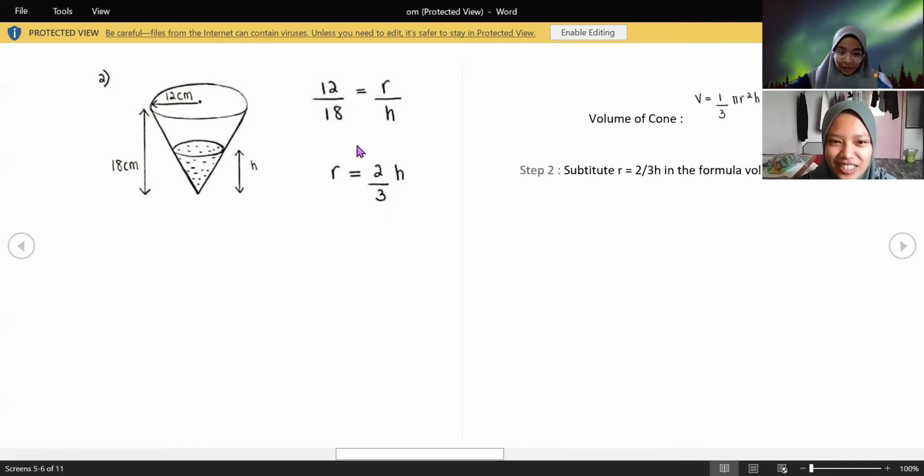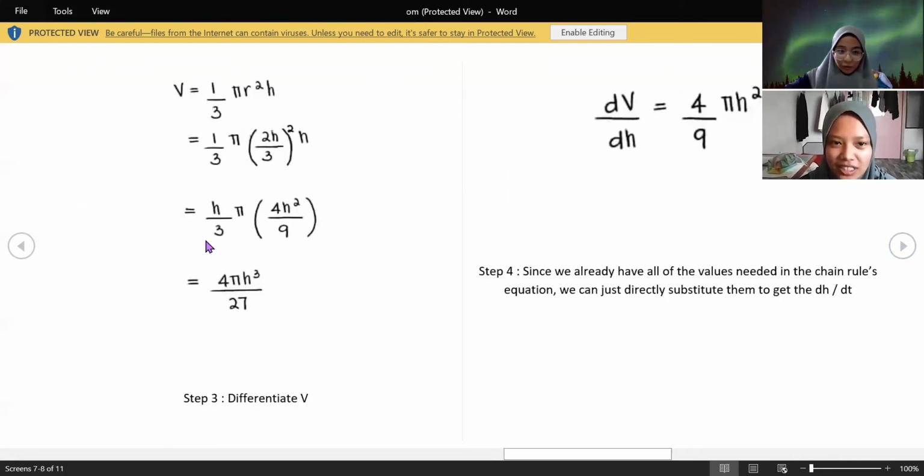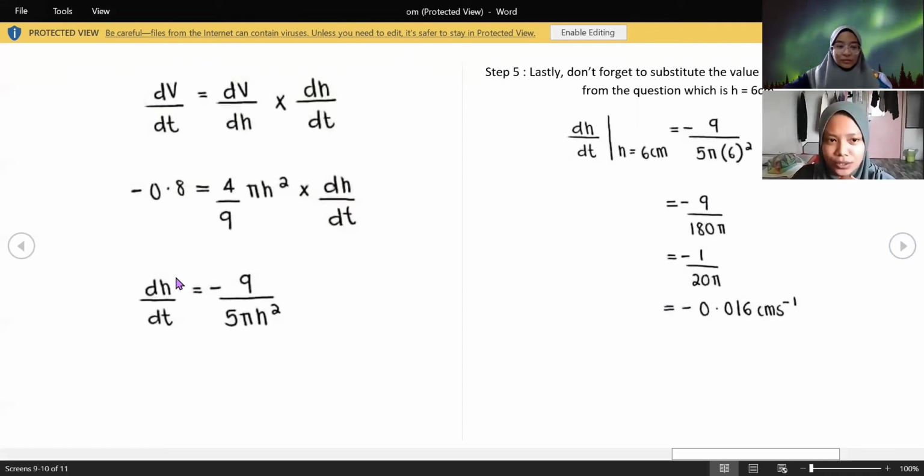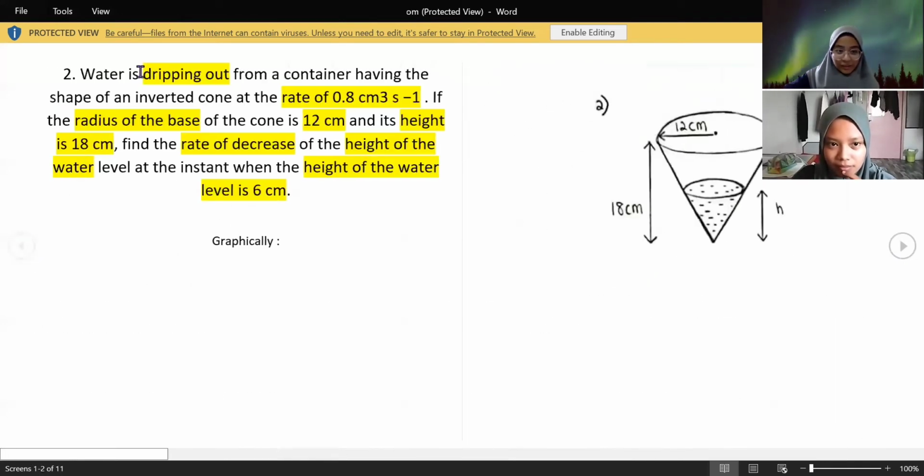So we got R here and substitute into the formula for volume. Then differentiate, we get dV over dH equal to 4 over 9 pi H squared, right? Correct. Then substitute next into the chain rule. So what do you think? Why do we have to substitute dV per dt with negative 0.8? Based on the question, it says dripping out, which means the water level decreases.